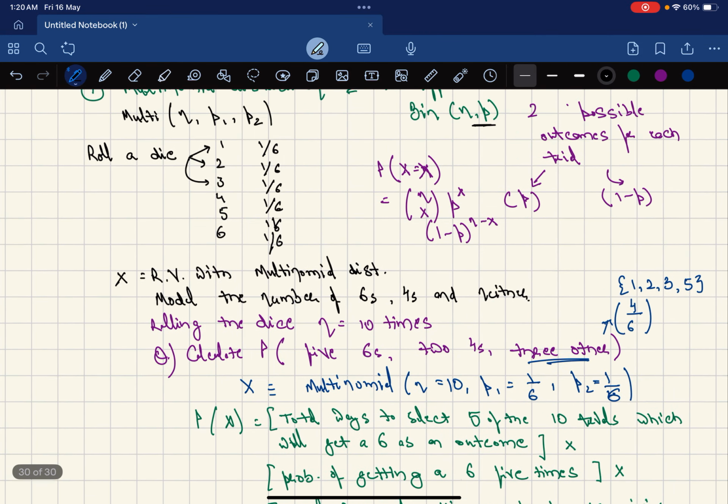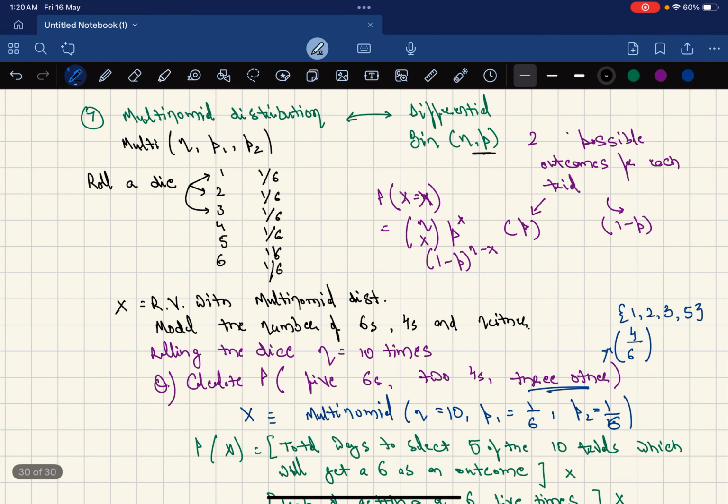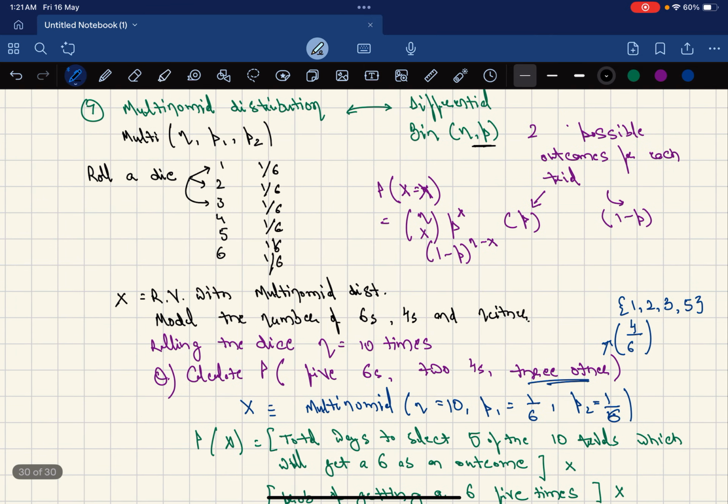So this is it from discrete distributions. We have now looked at 7 discrete distributions. These are the most common ones which could be encountered in certain problems, and from the next session we would be introducing continuous distributions.